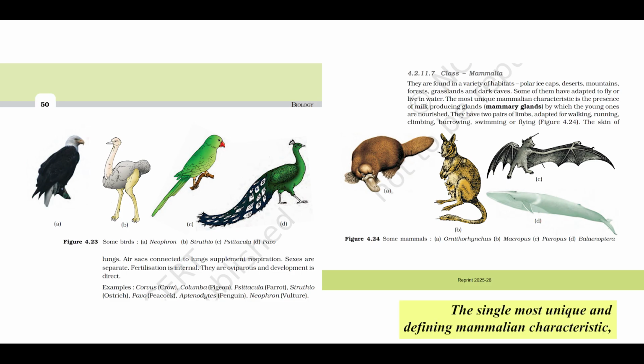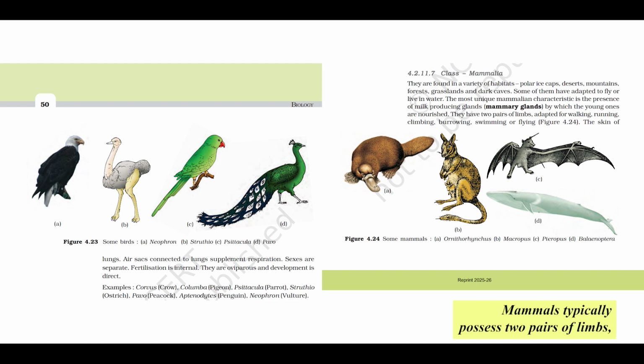The single most unique and defining mammalian characteristic, the one that gives the class its name, is the presence of milk-producing glands, the mammary glands, in females. Milk is used to nourish the newborn young. Mammary glands equal mammals. What else is unique or characteristic?